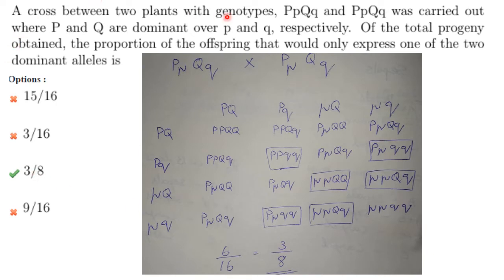Then next one. A cross between two plants with genotypes PpQq and PpQq was carried out, where P and Q are dominant over p and q respectively. Of the total progeny obtained, what is the proportion of offspring that would express only one of the two dominant alleles? So they have asked to calculate the proportion of offspring that would express only one of the two dominant alleles, that is either capital P or capital Q. So these are the genotypes they have given for crossing, and this is the Punnett square, and in this you can see that either capital P or Q is expressed only in 1, 2, 3, 4, 5, 6. So 6 divided by the total number of offspring, which is 16. 6 by 16 gives you 3 by 8. So the answer is option C, 3 by 8.